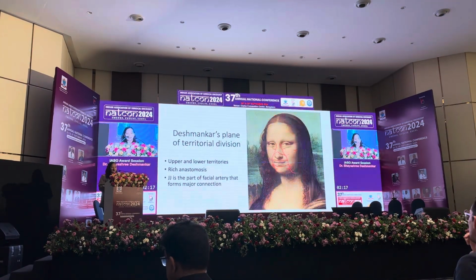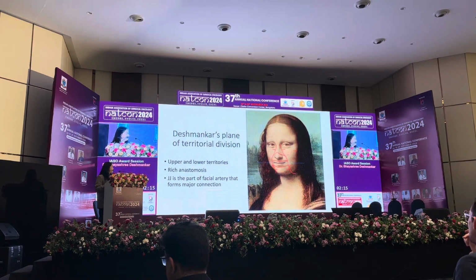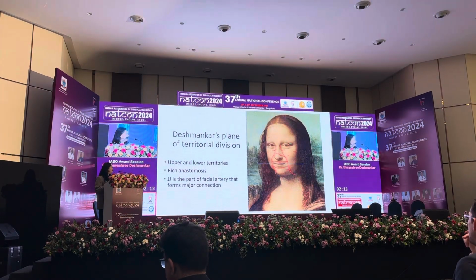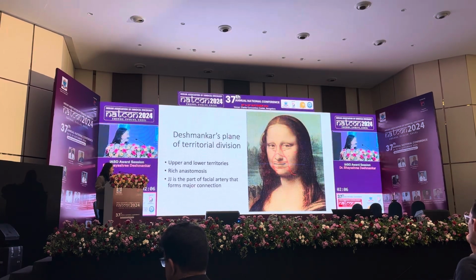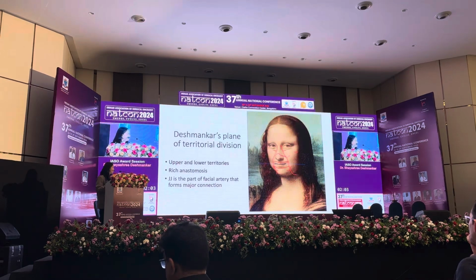Now if you imagine a horizontal plane passing between two angles of mouth, then the facial blood supply can be divided into an upper arterial territory and a lower arterial territory. And Jaipur junction is in fact the connection between the two.